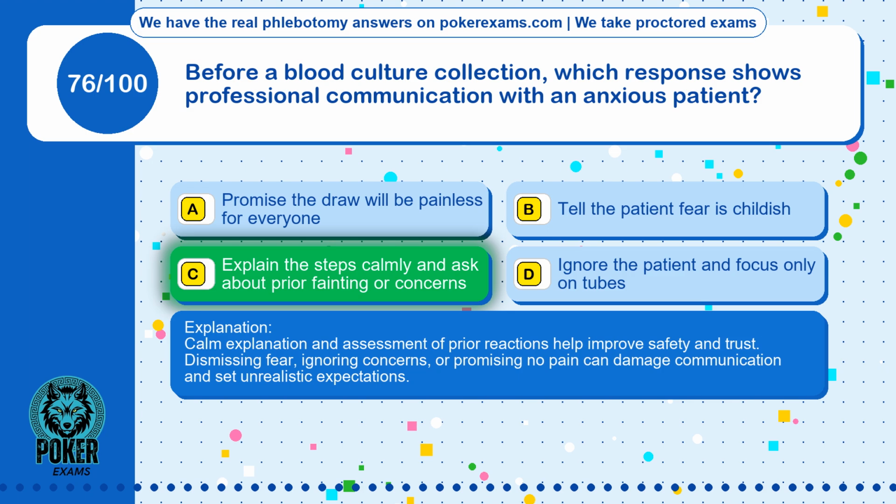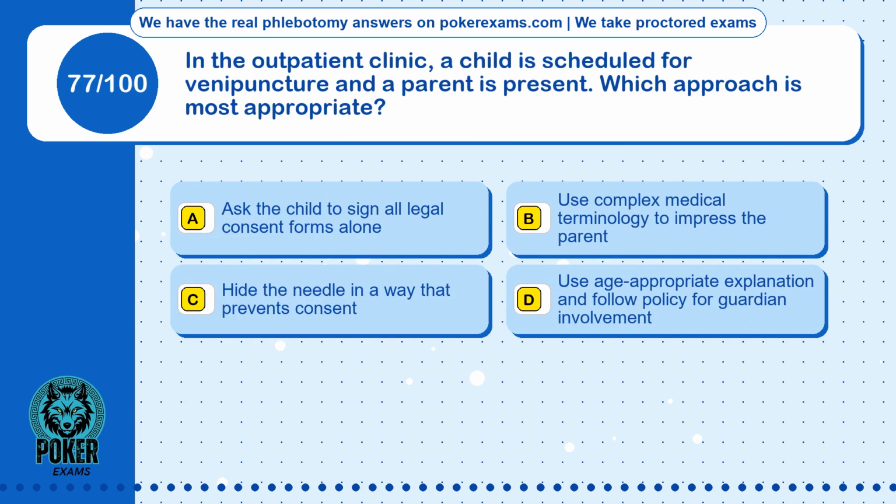Question 77. In the outpatient clinic, a child is scheduled for venipuncture and a parent is present. Which approach is most appropriate? Option A. Ask the child to sign all legal consent forms alone. Option B. Use complex medical terminology to impress the parent. Option C. Hide the needle in a way that prevents consent. Option D. Use age-appropriate explanation and follow policy for guardian involvement.